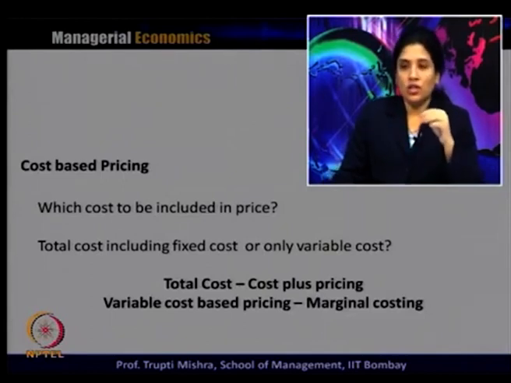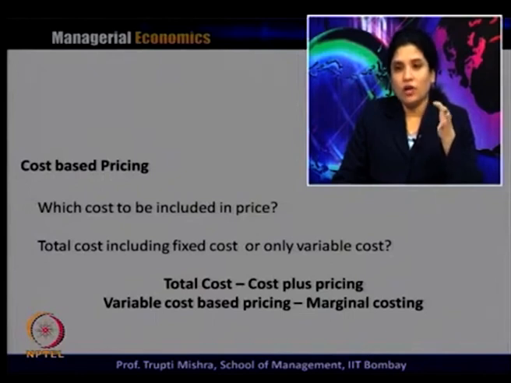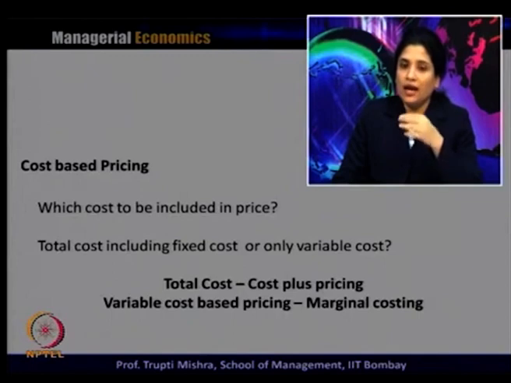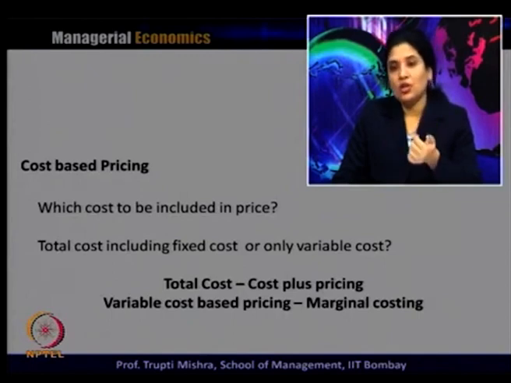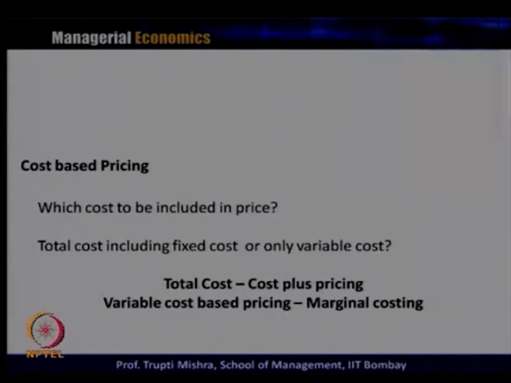So, if the total cost is being used in the determination of price, this is generally known as cost plus pricing, and if the variable cost is being used in the determination of pricing, that is known as variable cost based pricing, and also as marginal cost pricing. So, there are two main categories of cost based pricing. One is total cost, that is, when total cost is being taken into consideration, this is cost plus pricing, and when the variable cost is being taken into consideration, this is known as marginal costing.